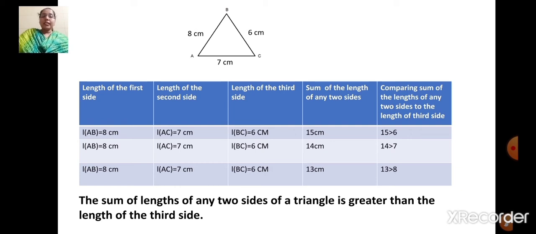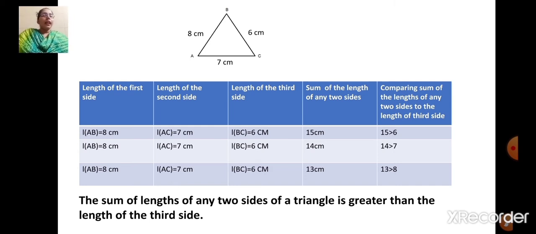Now the next example here I have taken is, I am adding length AC and length BC, that is 7 plus 6. That will come to 13 centimeter. So now which side is left? Length AB is left, that is 8 centimeter. So 13 is greater than 8. Hence we have proved this property that the sum of the length of any two sides of a triangle is greater than the length of the third side.